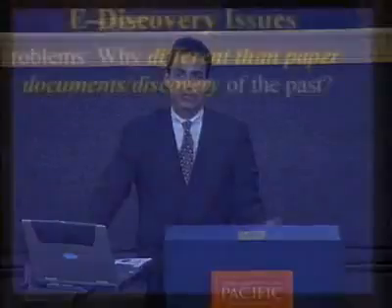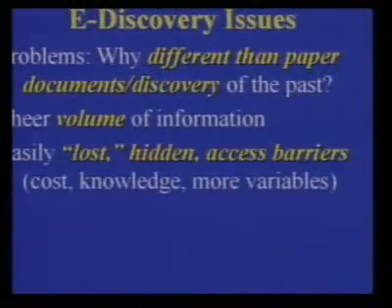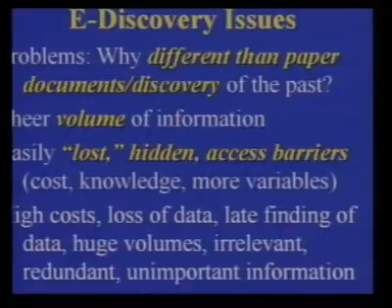Okay, why is it so different? As has been pointed out, just the sheer volume of information makes it very easy to make a mistake. High cost, loss of data, late finding of data, huge volumes, irrelevant, redundant. It's sort of almost like, exponentially, we've found the copy machine and what the copy machine did to discovery in the 60s and 70s and 80s.